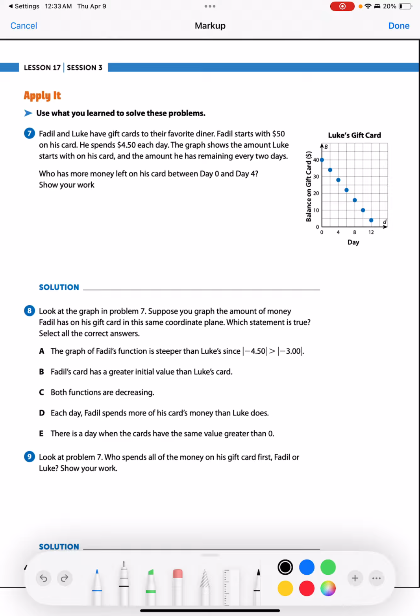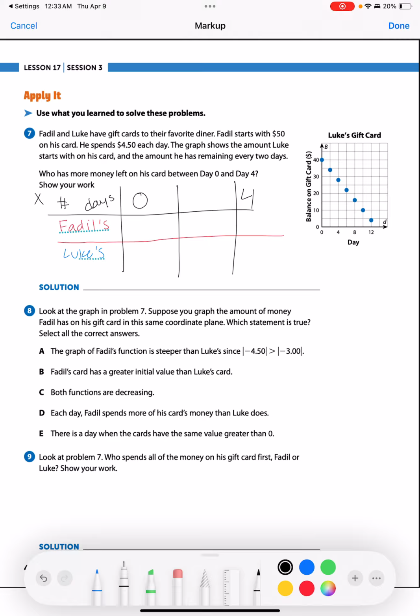So because we are comparing a bunch of values, we have 2 people and also number of days, I would make a table. So we're going to have number of days. That's going to be our X value. Then we'll have the money left on Fadil's card. And then we'll have the money left on Luke's card. It's asking us to compare 0 and 4 days. And I'm going to leave myself some space in the middle to work out my process.